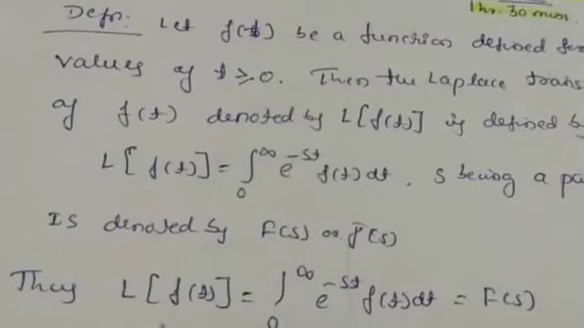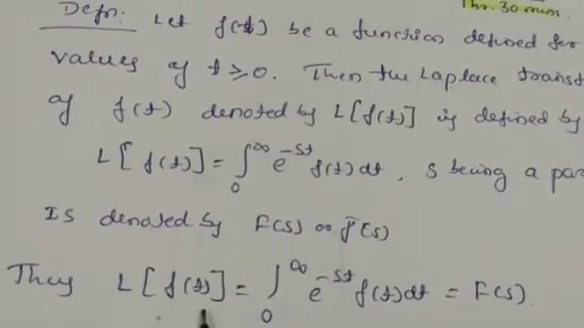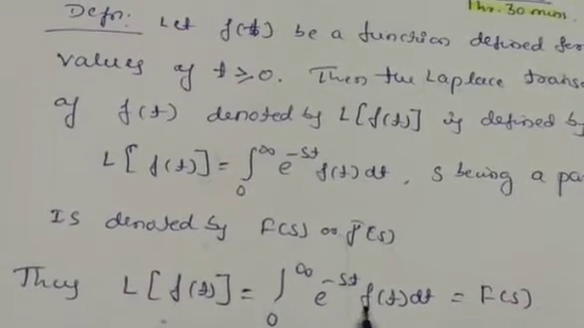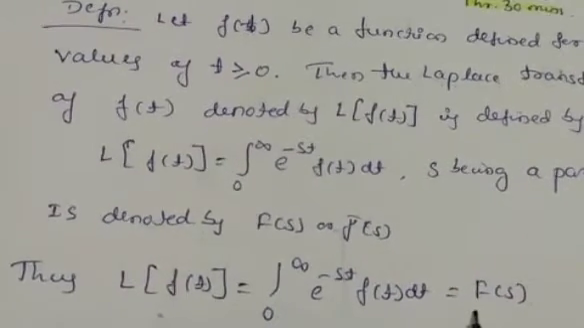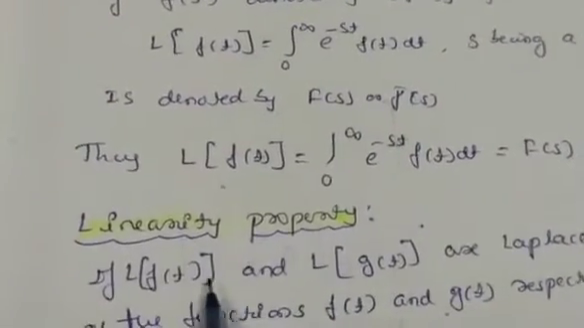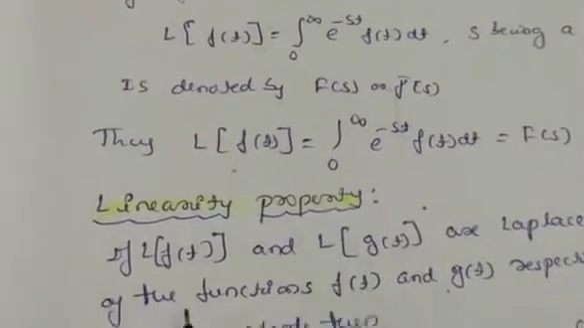Thus the Laplace transform of a function f(t) is equal to integration from 0 to infinity of e^(-st) f(t) dt, and it is also denoted as F(s). Let us take some linearity property here.